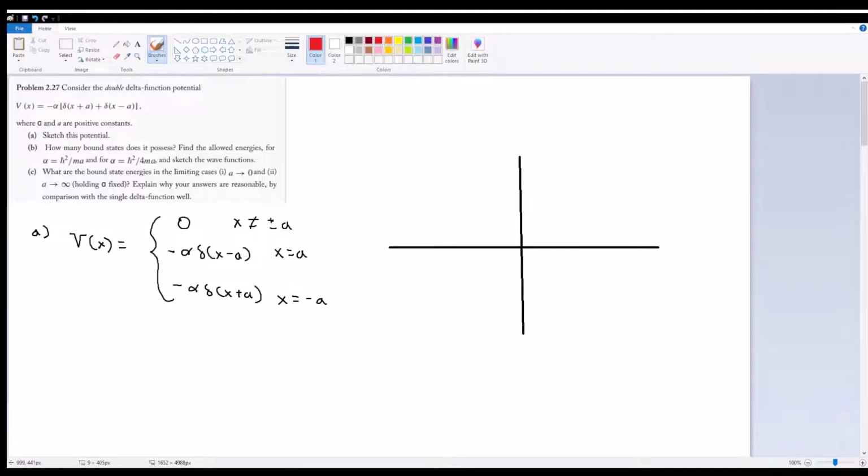So let's say that this is x equals negative a, and this is x equals positive a, in which case our Dirac deltas, we have two peaked around negative a and positive a, so it's going to look something like this, and then we do a similar peak at positive a. And that is our graph for part A.